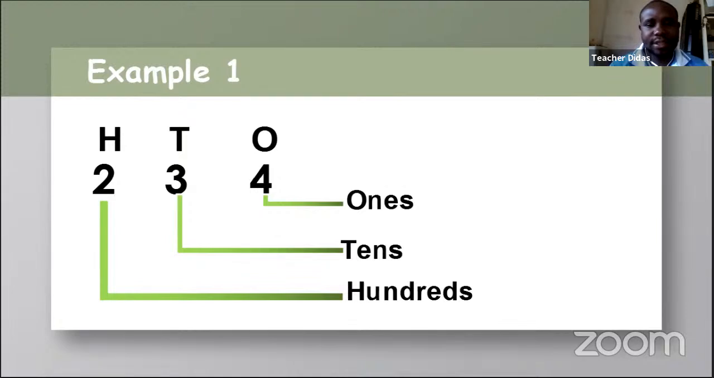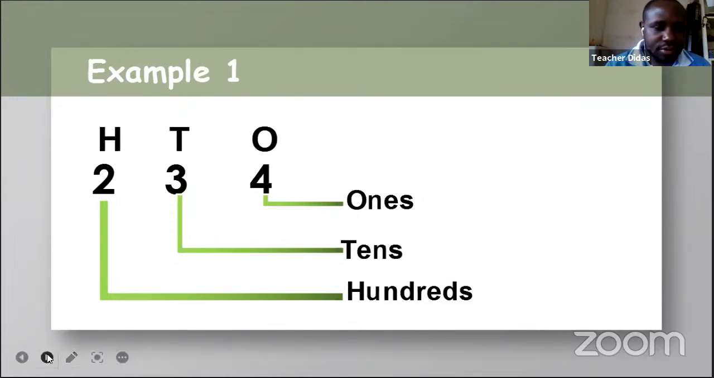By doing so, you have named every digit, you have given every digit its place value. Therefore, the place value of 4 is ones, the place value of 3 is tens, the place value of 2 is hundreds. Okay, all together.